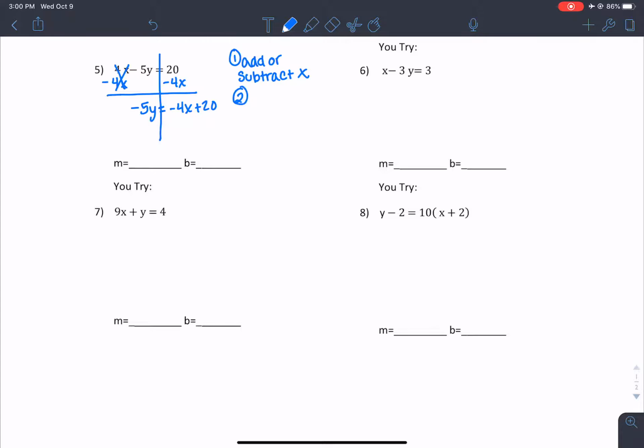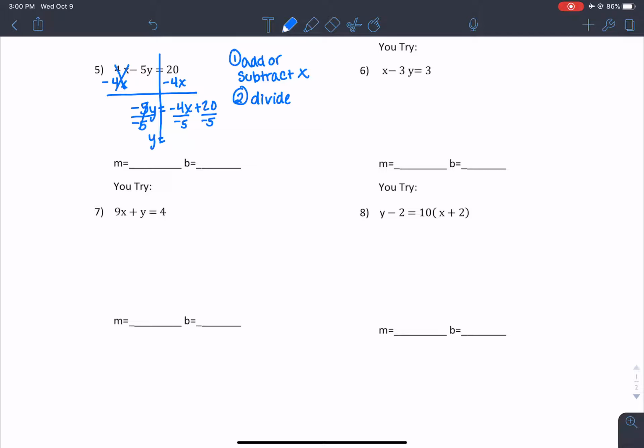Second, so my second step, to get the y by itself, I need to get rid of the negative 5. In order to break apart the negative 5 and the y, we're going to divide. So when your equation looks like this, it's called standard form. You first move the x by adding or subtracting, and then you divide. When you divide by negative 5, you have to divide every single piece. So negative 5 divided by negative 5 cancels and leaves me one single y. Negative 4 divided by negative 5.